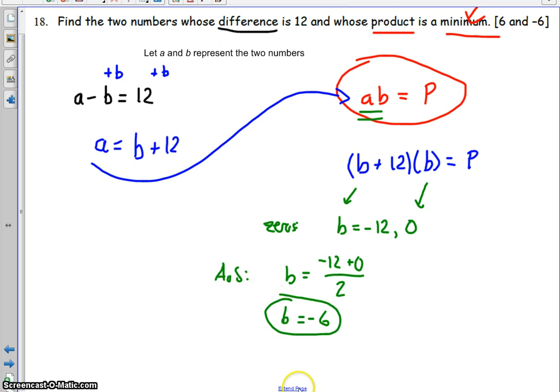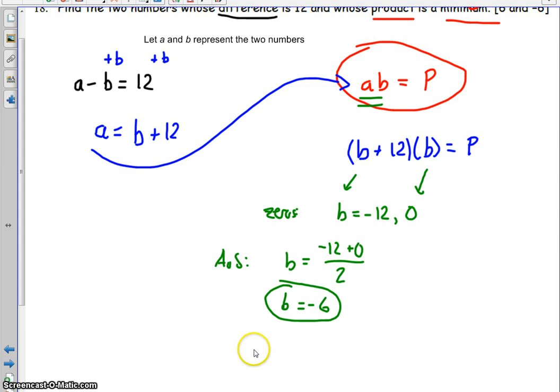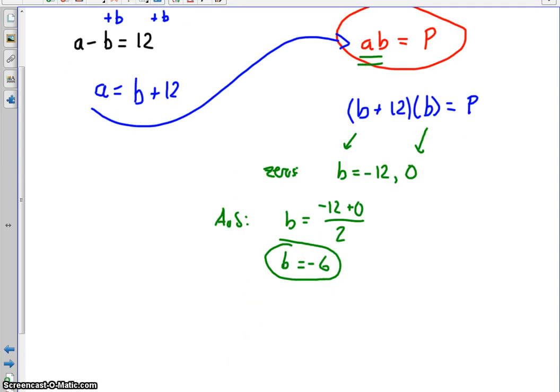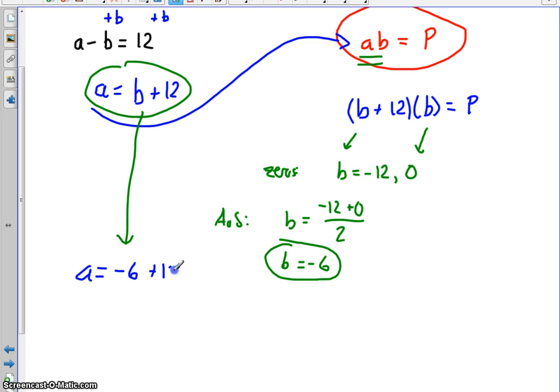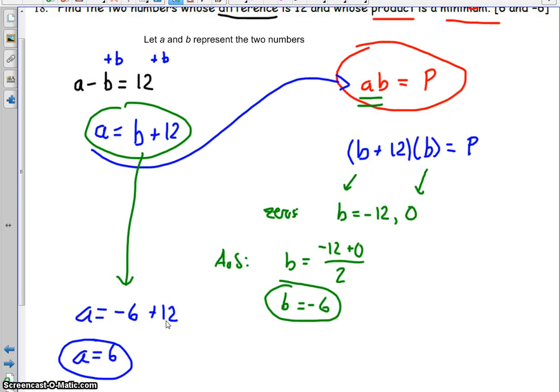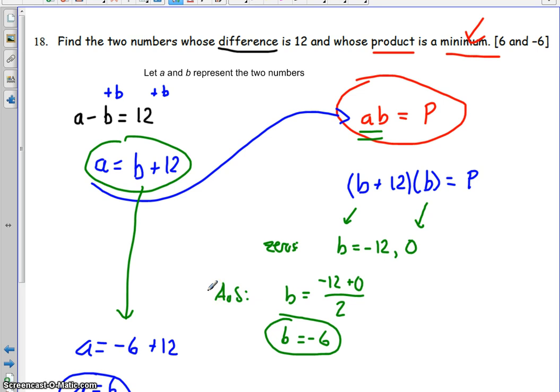So I'm almost done. I've already found one of the two numbers. I just have to find the other one. So to get that last little piece of information, I'm going to use the fact that I know that A is equal to B plus 12. So substituting in what I just got for B, A is going to be equal to negative 6 plus 12, which is simply going to be 6. So when A is 6 and B is negative 6, those two numbers, you'll see that they're 12 apart from each other, and if you multiply them together, you'll have a minimum.